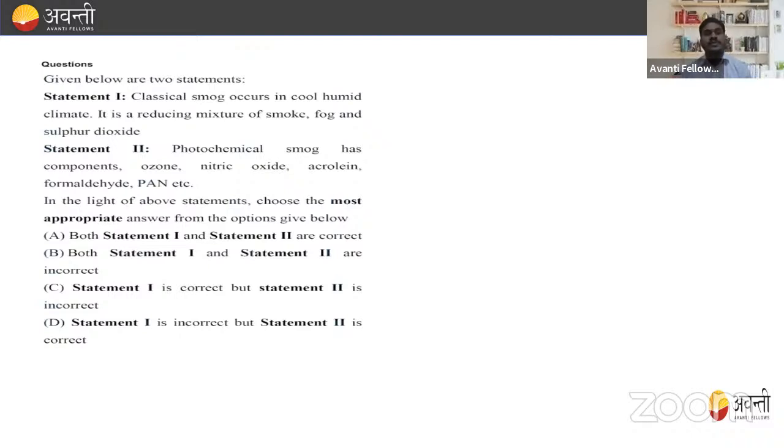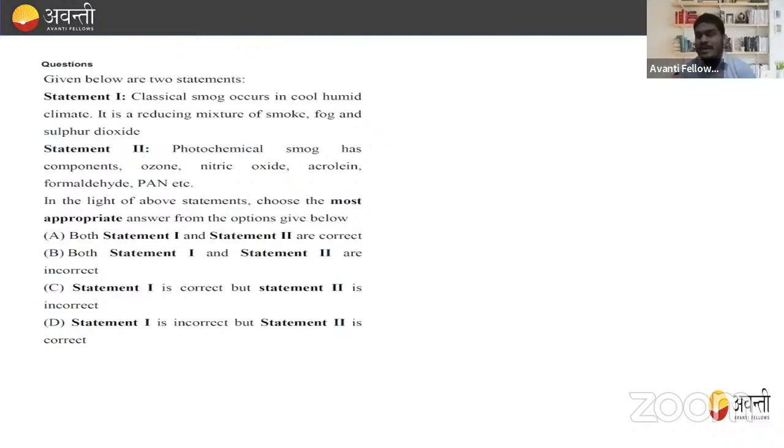Statement two. What does statement two state, beta? Photochemical smoke has components like ozone, nitric oxide, acrolein, formaldehyde, and PAN, etc. In the light of the above statements, choose the most appropriate answer. So beta, the first statement is absolutely correct, you all know, we already discussed. What about statement number two?